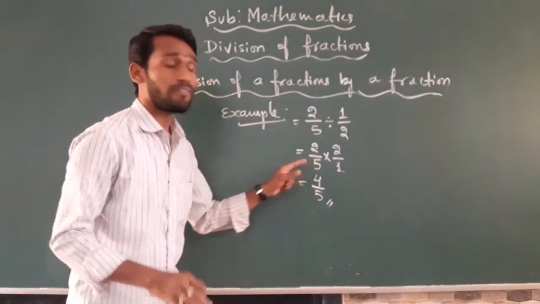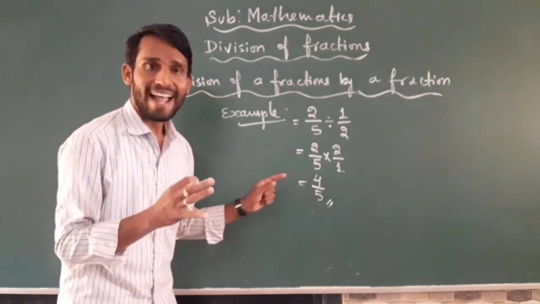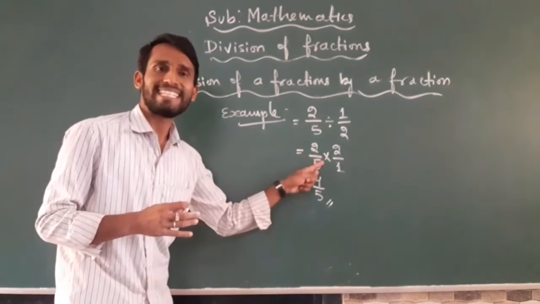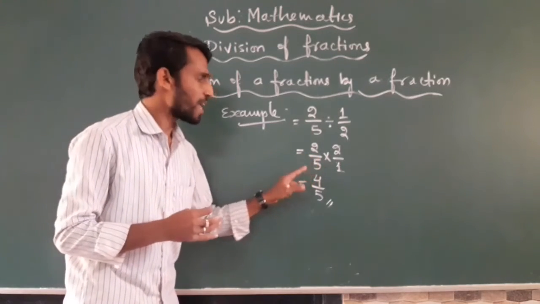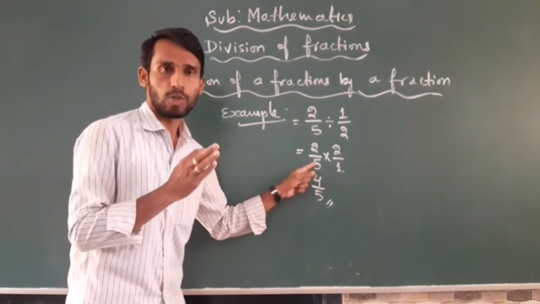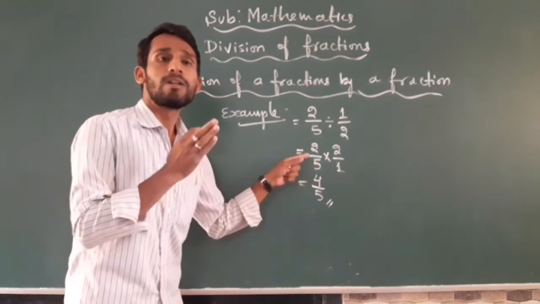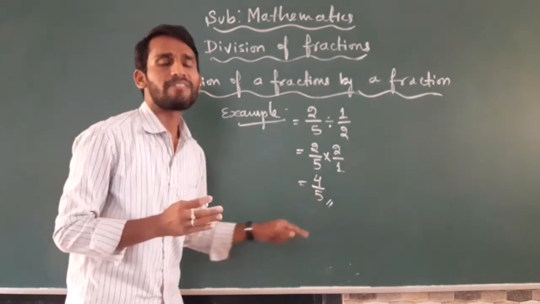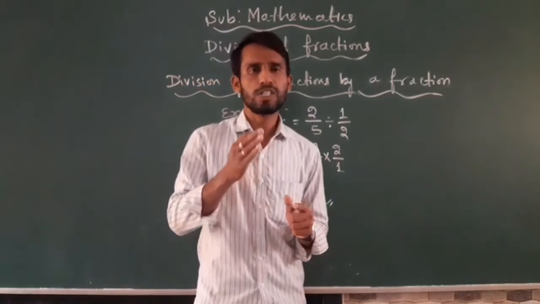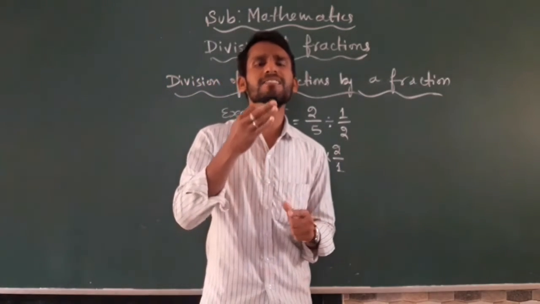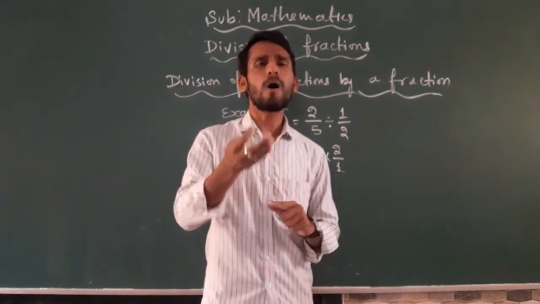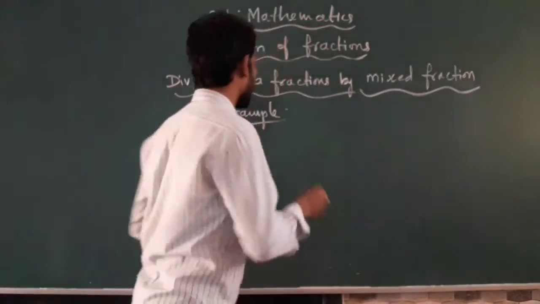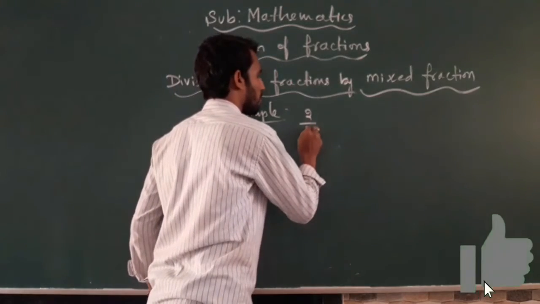Dear student, if we have to divide a fraction by a fraction, we have to take the reciprocal. After that we multiply numerator to numerator and denominator to denominator. Then we get 4 by 5. Dear student, if we have to divide a mixed fraction, how can we divide? Let us see another example here.